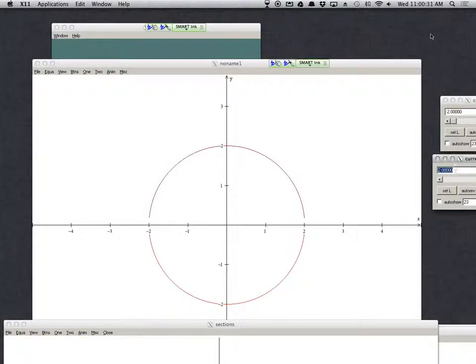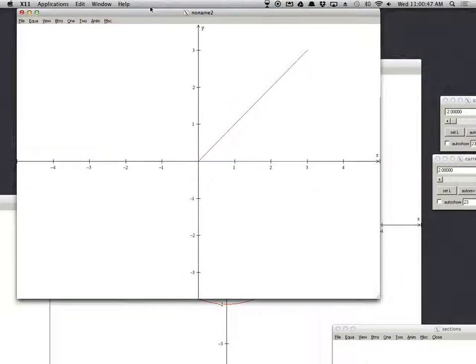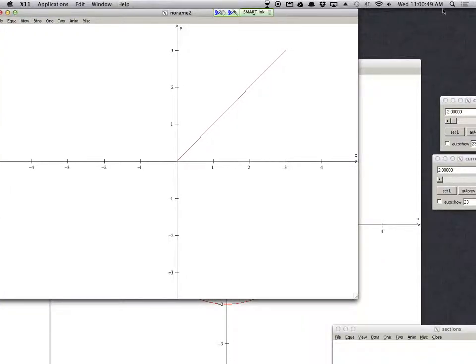Okay, the next one says the base is a triangle formed by the line y equals x, the x-axis, and x equals 3. So let me see where that one's at. There we go. So we have the line y equals x. We have the x-axis, and we have x equals 3. So there's my triangle that makes up my base.